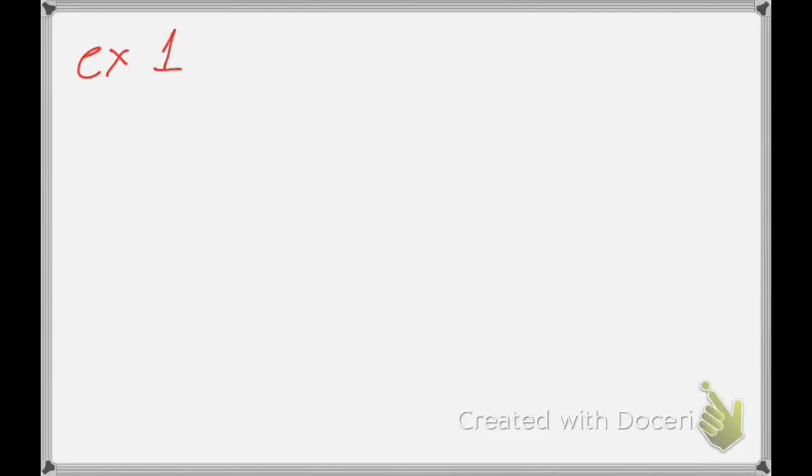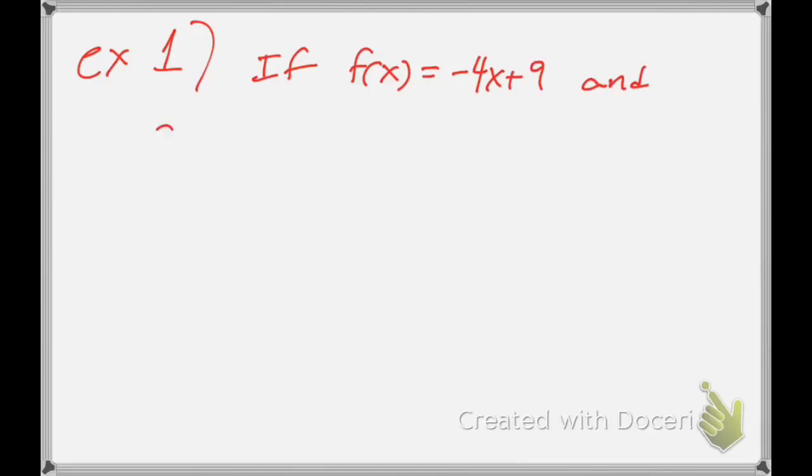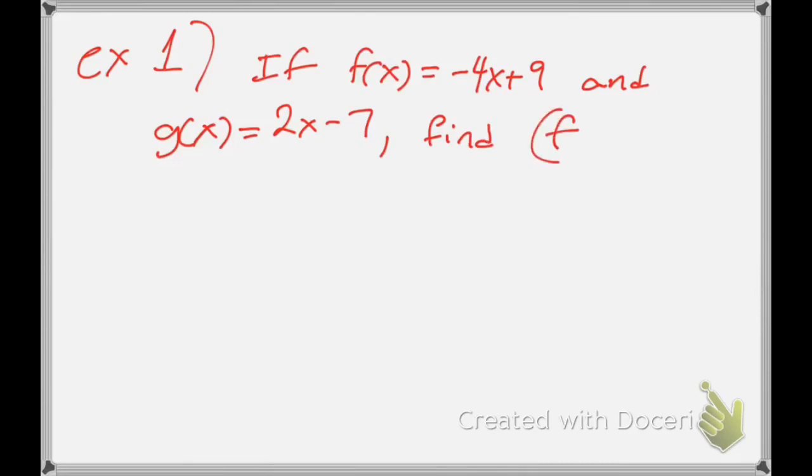So example 1 here, let's say that f of x is equal to negative 4x plus 9, and we have g of x, that is equal to 2x minus 7. Let's find parenthesis f, and a little circle here. It's not a dot, it's an open circle.